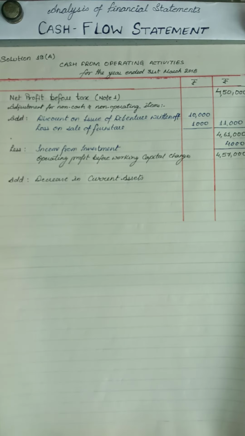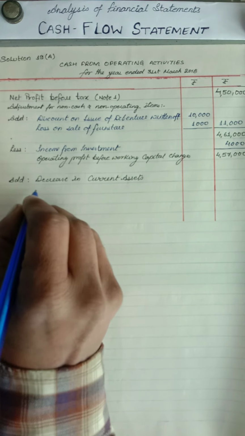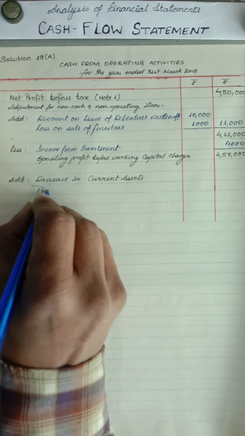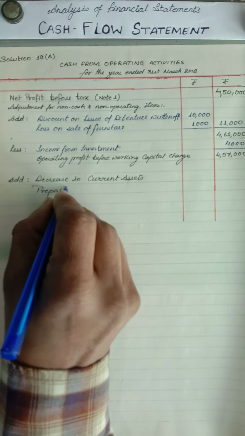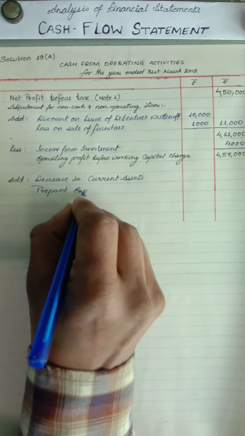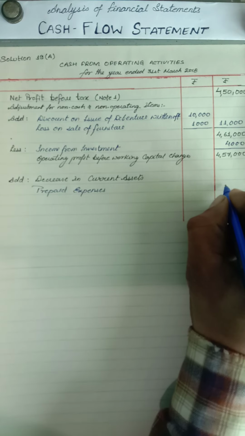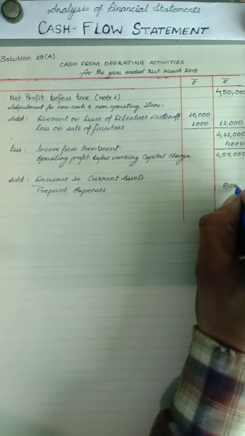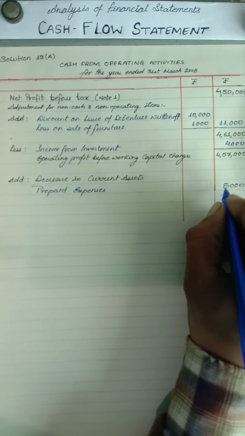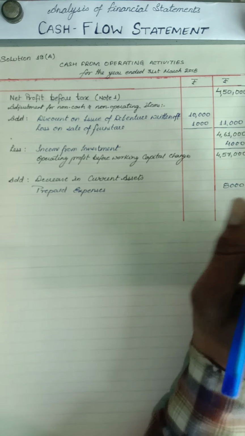So decrease in current assets, you can see, is there any decrease in current assets? Given information: prepaid expenses is an asset on 1/4/2017, given as 8,000 rupees. So it is a decrease in current assets, prepaid expenses, given 8,000. What we have to do? We have to add this 8,000. No other information is here, so I am going to write it like this only.